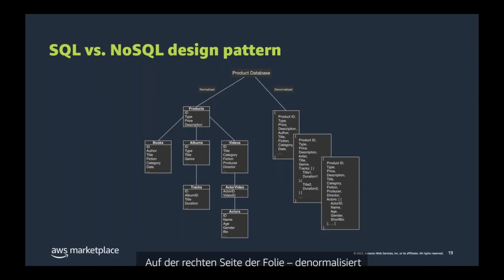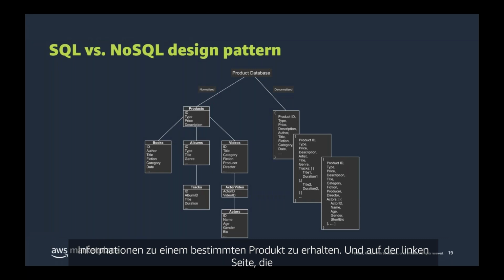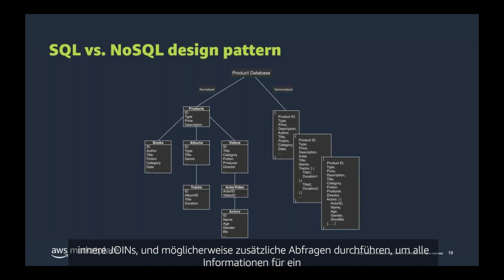On the right-hand side of the slide, which is denormalized for NoSQL, to access all the information for a product, I simply retrieve a single product record to receive all the information on a specific product. And on the left-hand side, modeled after a SQL table, I have to query for a product, execute joins, inner joins, and potentially make additional queries to retrieve all the information for a specific product.